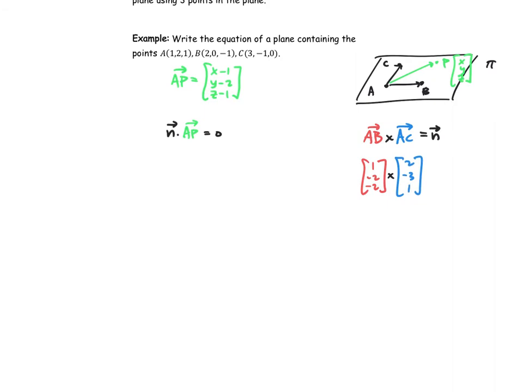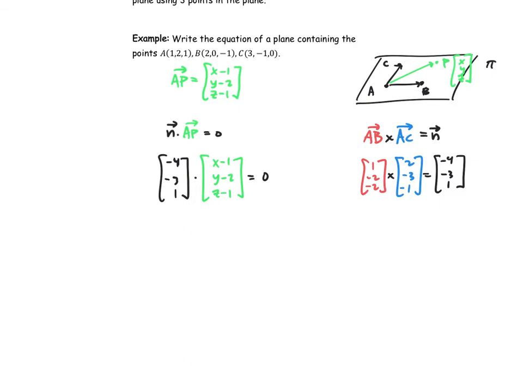When I cross those, or use the vector product between them, I get the normal. And the normal, you can check this on your own, ends up being negative 4, negative 3, and a positive 1. Actually, I messed something up here. That should be a negative 1 here. Okay, cool, so now we have our normal. Normal is negative 4, negative 3, and positive 1. We're going to dot that with AP, which is x minus 1, y minus 2, and z minus 1, and that's going to be equal to 0.